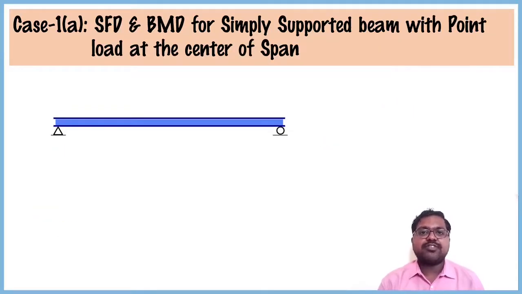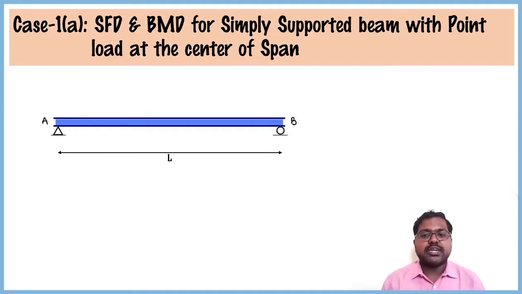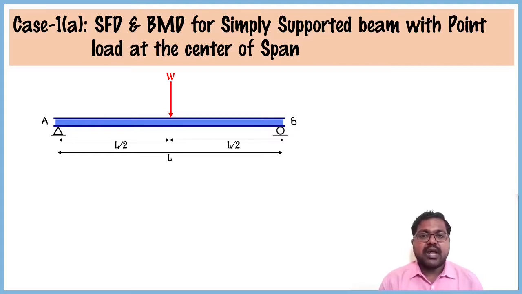The first case is the shear force diagram and bending moment diagram for a simply supported beam with a point load at its center. For this, let us consider a simply supported beam which is shown here. I am taking this beam as AB, and it is of length L. It is subjected to a concentrated load of intensity W at its center. Now we are going to calculate the shear force and bending moment at each section, and then develop a shear force diagram and a bending moment diagram for this beam.